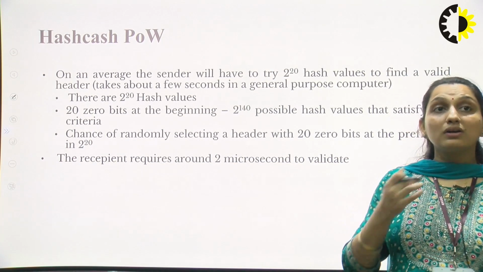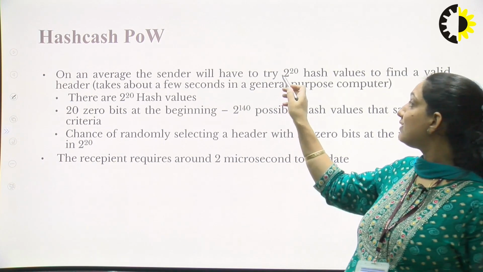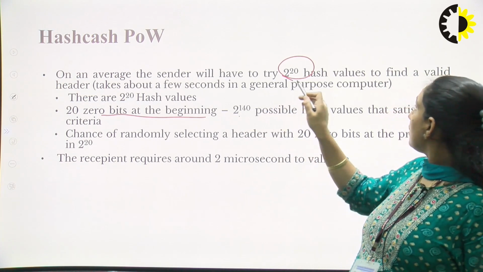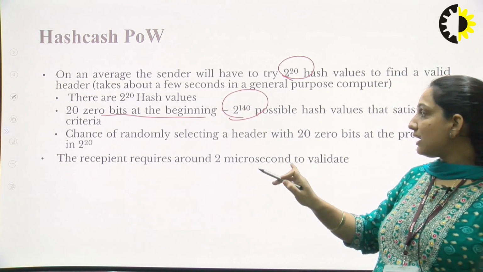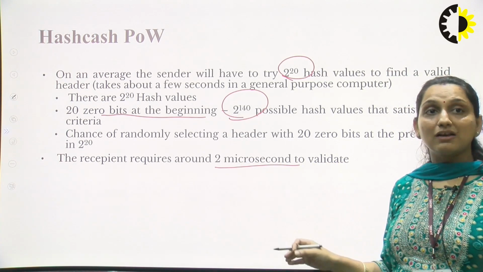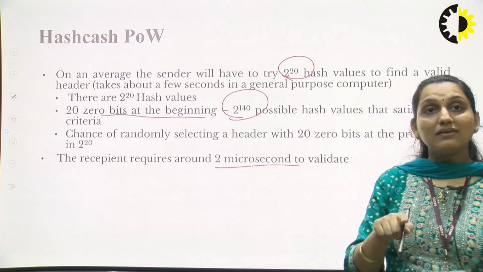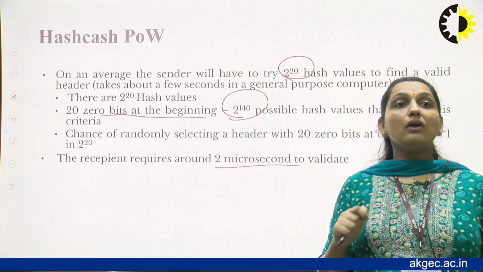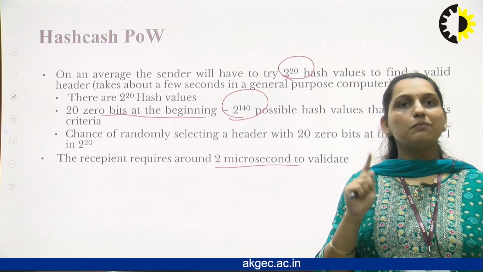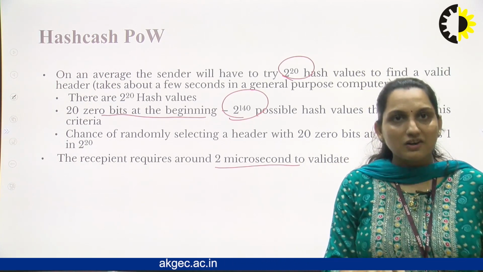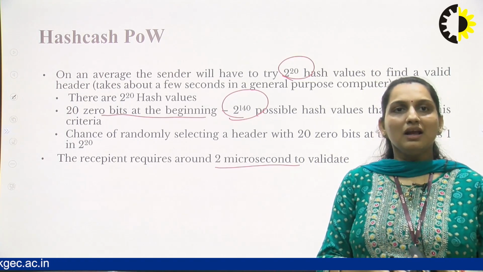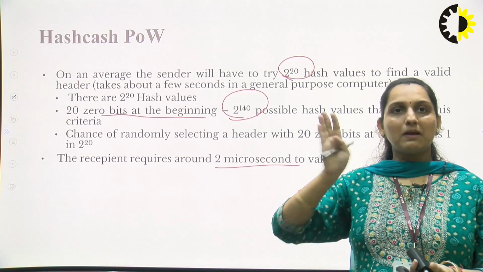So for that, how many hash codes will the sender generate on average? 2 raised to power 20. At the receiver side, it will take 2 microseconds to validate it, but at the sender side, to generate it, it will take about 2 raised to power 140 possible hashes to meet that criteria. So the work for the spammer has to be more, because they are the generator, but for the validator at the receipt side, it is easy to validate. We are making it easy to differentiate between junk mail and valid mail.